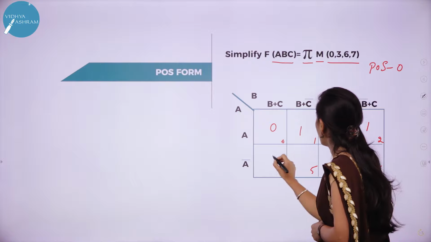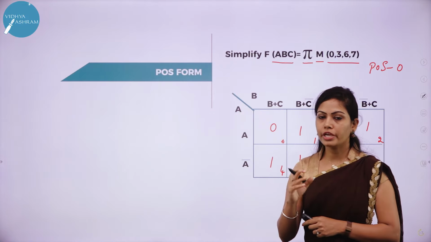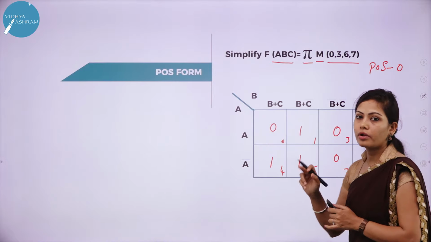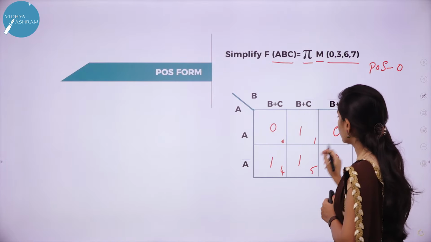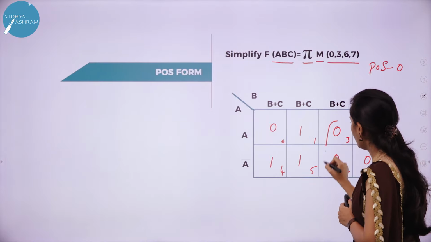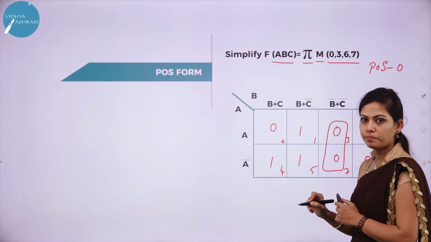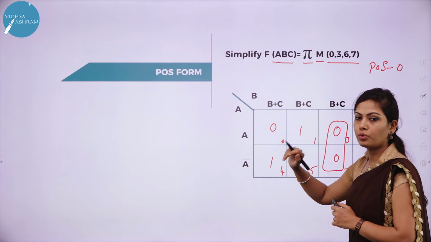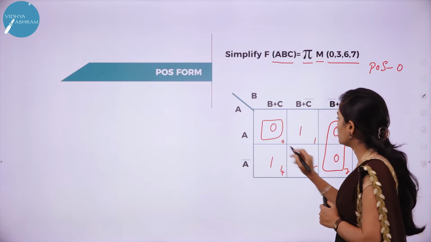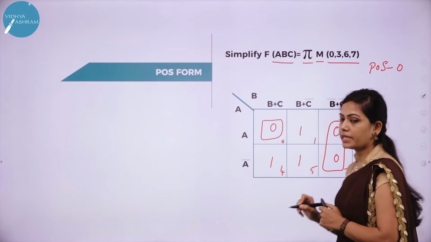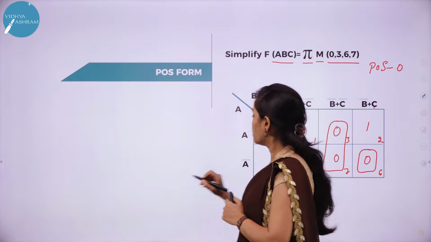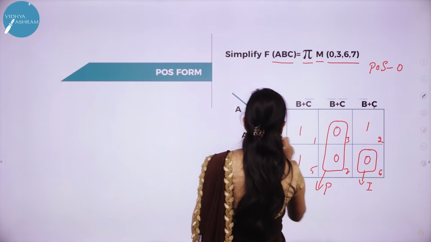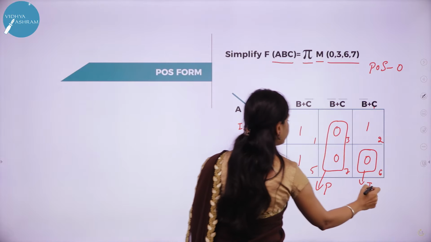Remaining are 1s. First preference you should give to octet, quad and pair. So here is there any quad or octet? No quad and no octet. Is there any pair? Yes, we have one pair, and here we have another 0 and here we have one more 0. These are called identical. Single 0 I will make as identical. So first pair 1, this is identical 1 and this is identical 2.